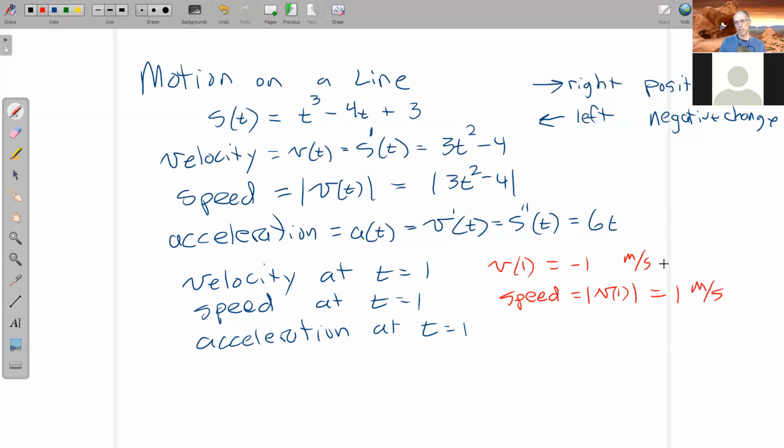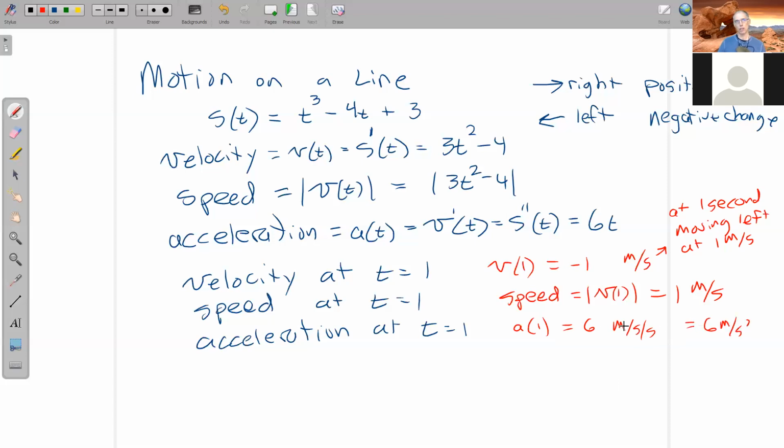So the interpretation of these two together is this: at 1 second, this thing would be moving left at 1 meter per second. Acceleration at 1 would just be 6 times 1, or 6, and that's meters per second per second. I like it that way. In the book and homework problems, they can write it as meters per second squared, which is okay.